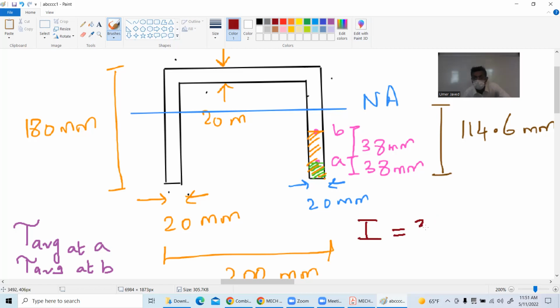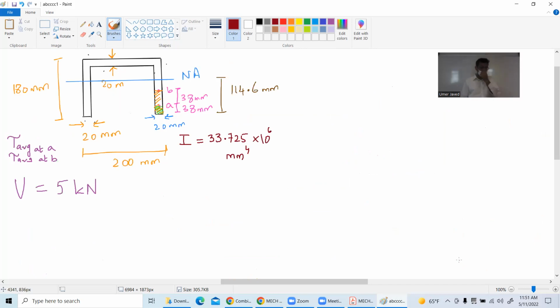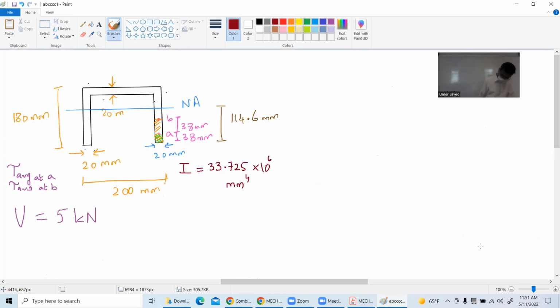So I is 33.725. This is your home task. Use the parallel axis theorem and do it yourself. I'm not gonna do it for you. And so ironic that there are no units to it. Millimeter power 4 seems reasonable, I think. What is V? I just came up with the value because my notes are not talking about it. 5 kilo Newton.